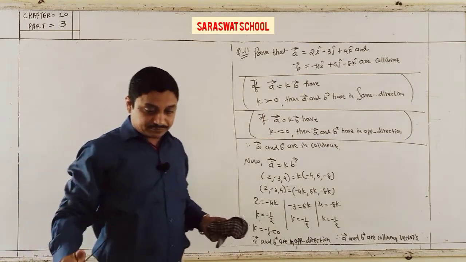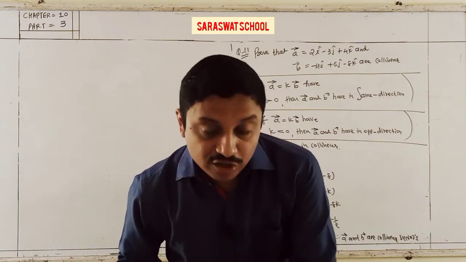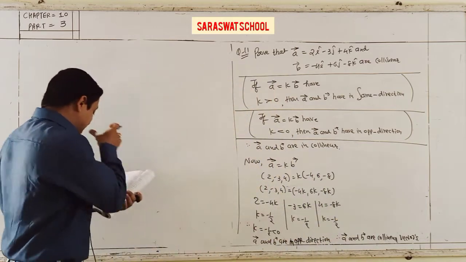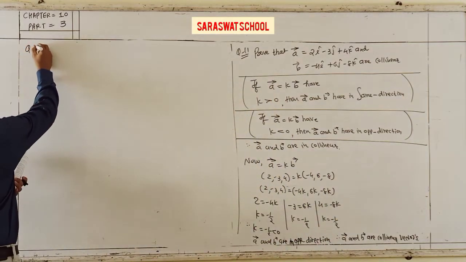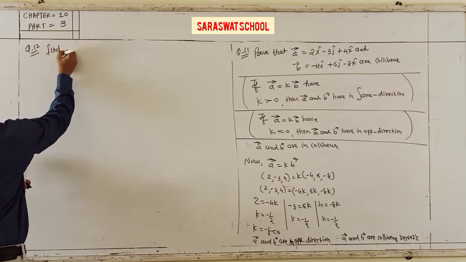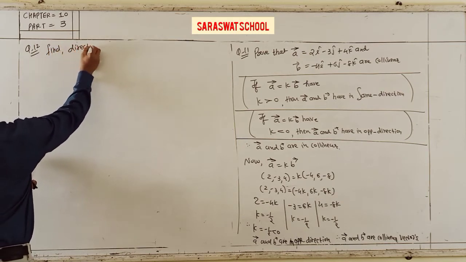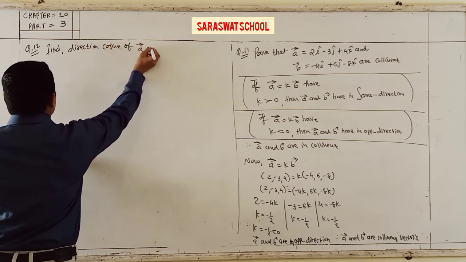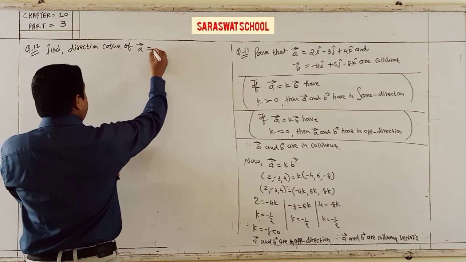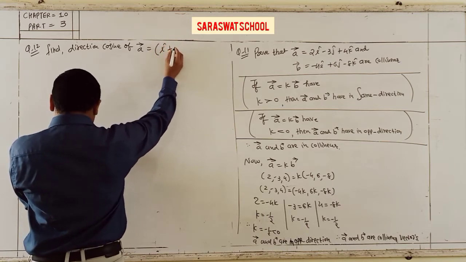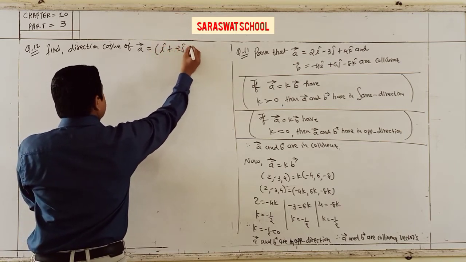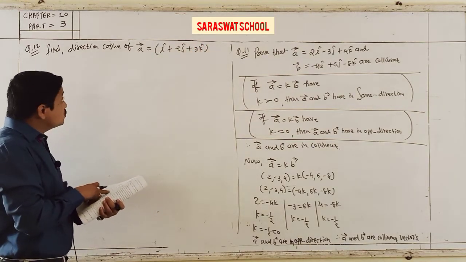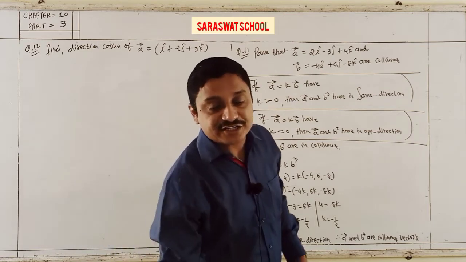Question number 12. Find the direction cosine of the given vector I plus 2j plus 3k. Yes, question 12, I plus 2j plus 3k, and find the direction cosine.